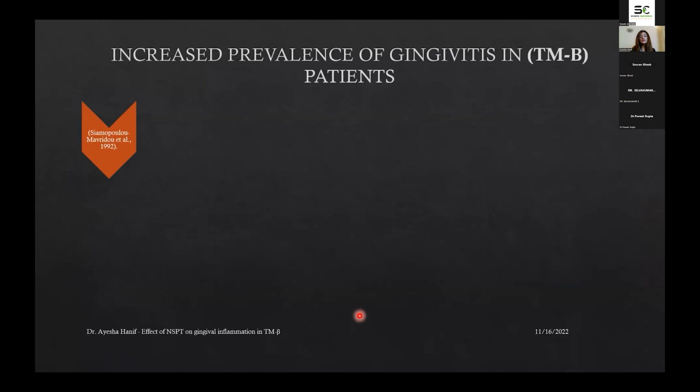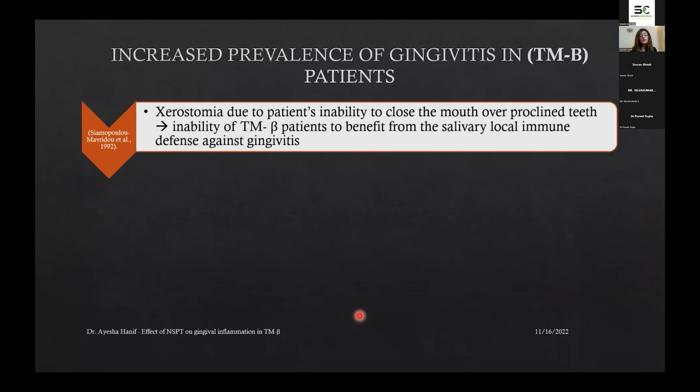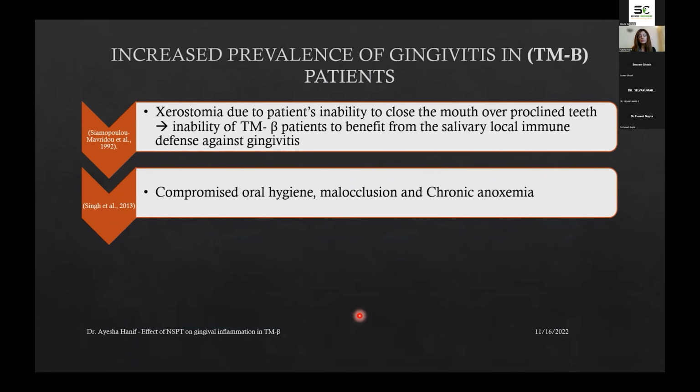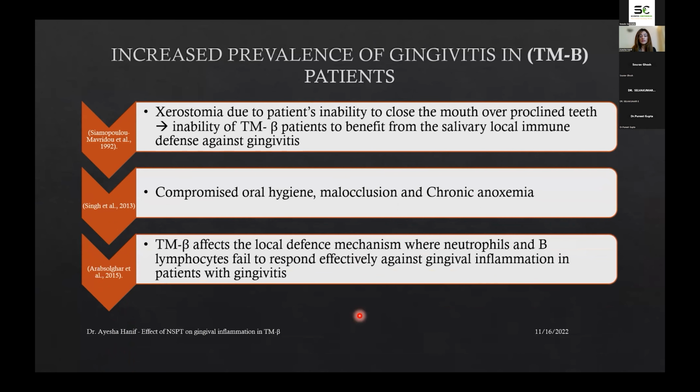So the literature tells that there is increased prevalence of gingivitis in beta thalassemia major patients because there is xerostomia in these patients, as they are unable to close their mouth over proclined teeth. That leads to inability of the patients to benefit from the salivary local immune defense against gingivitis. Then, of course, there is compromised oral hygiene, malocclusion, and chronic anoxemia. Moreover, these patients have affected local defense mechanism. Their neutrophils and B lymphocytes fail to respond effectively against gingival inflammation in patients with gingivitis.